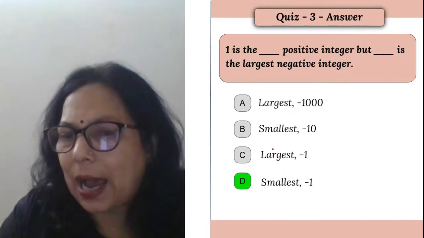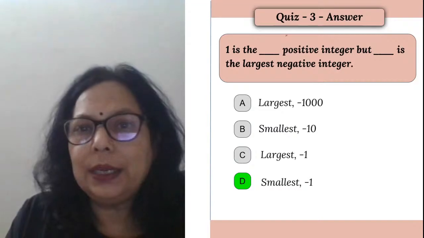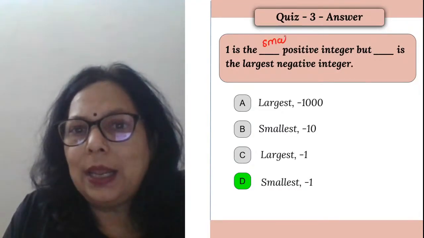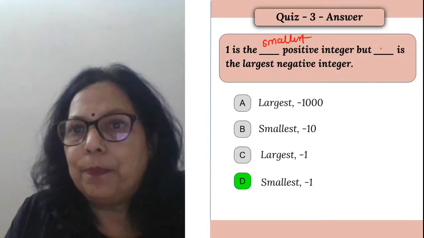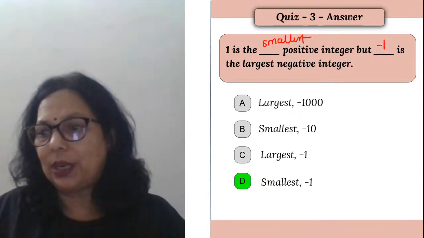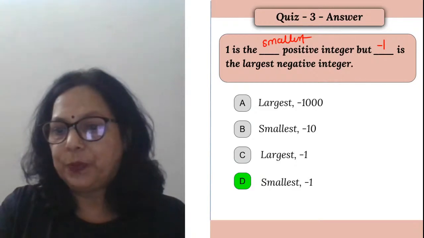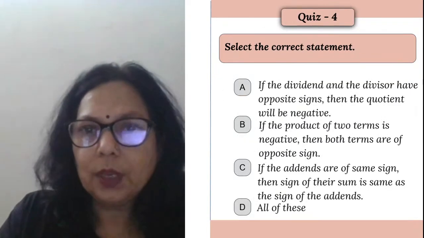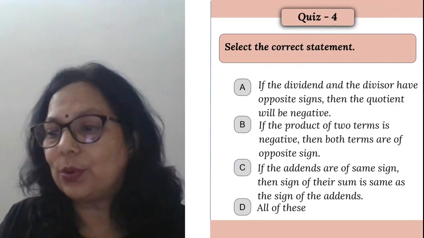Option D, you are right. Very good. 1 is the smallest positive integer, but minus 1 is the largest negative integer. Yes, very good. Wonderful.